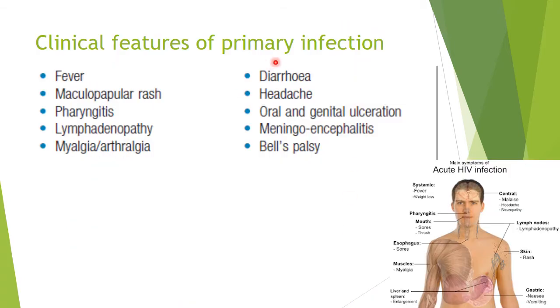So what are the features of primary infection? It is very difficult to diagnose primary infection because 50% of people will be asymptomatic during the primary infection. The others will have fever, maculopapular rash, pharyngitis, lymphadenopathy, myalgia, arthralgia, diarrhea, headache, oral or genital ulceration, meningoencephalitis, and Bell's palsy. So these features usually resemble infectious mononucleosis.